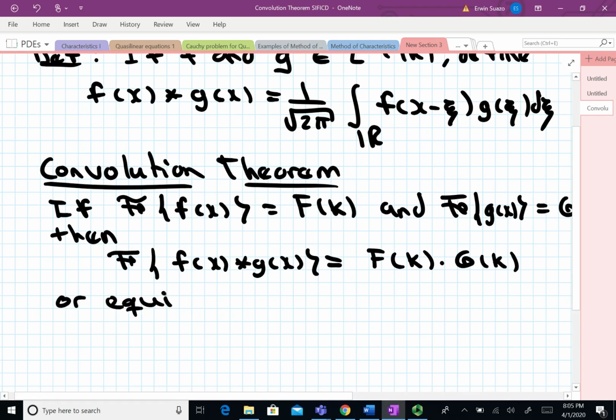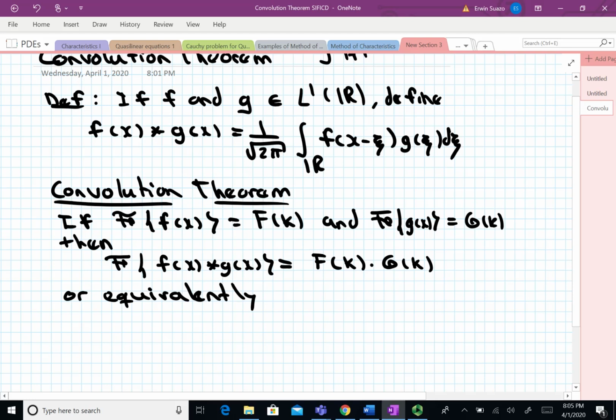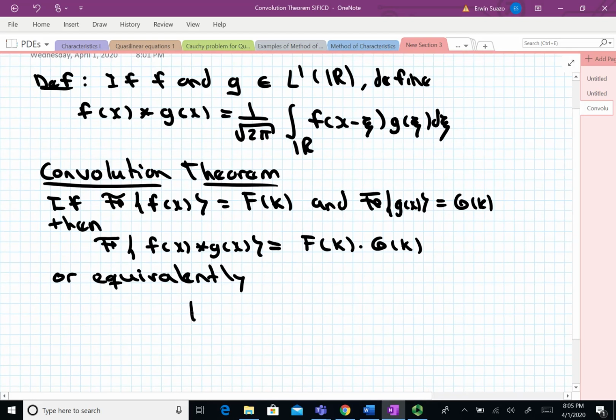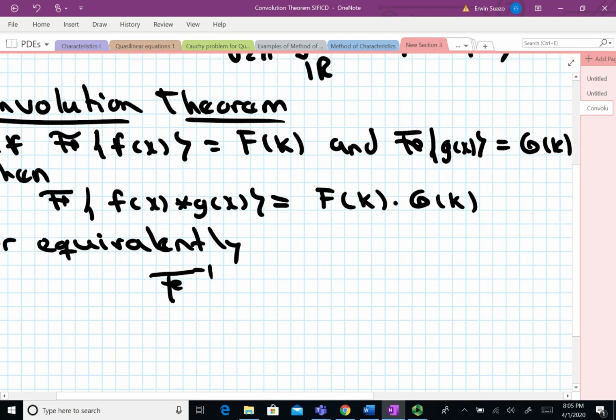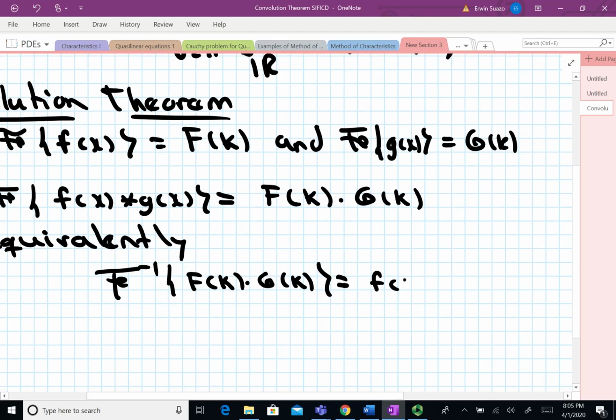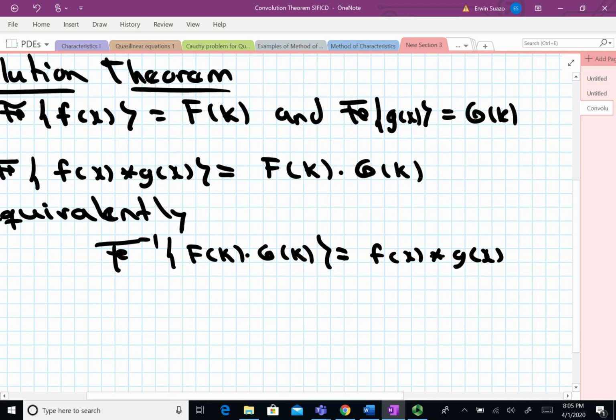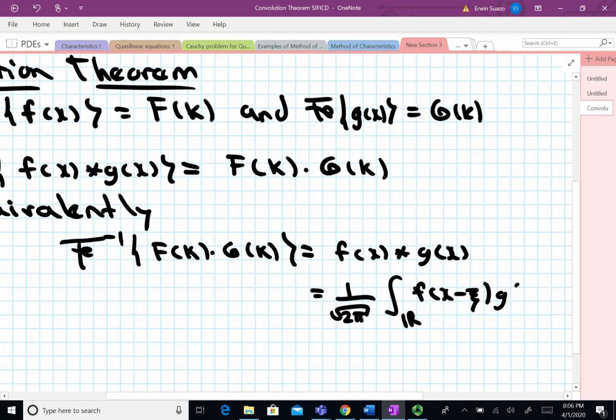Or equivalently, the inverse Fourier transform of f of k times g of k equals f of x convolution g of x, and this is basically 1 over the square root of 2 pi, integral over the real numbers of f of x minus theta, g of theta d theta.